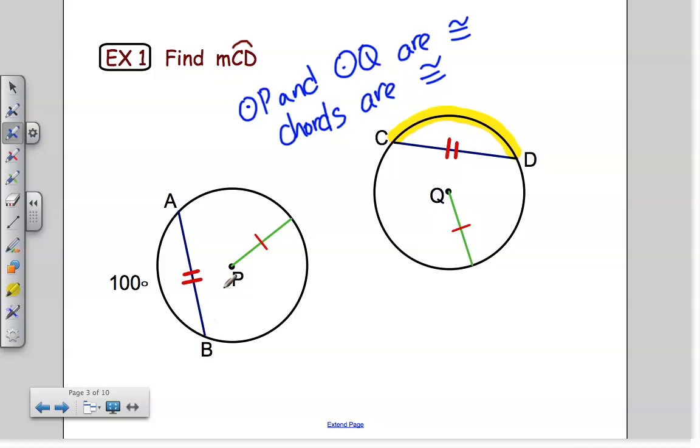So now that we have congruent chords AB and CD, then their minor arcs would be the same as well. So since the arc off of chord AB is 100 degrees, then the arc off of that congruent chord here, CD, would also be 100 degrees. Okay, congruent chords means congruent arcs.